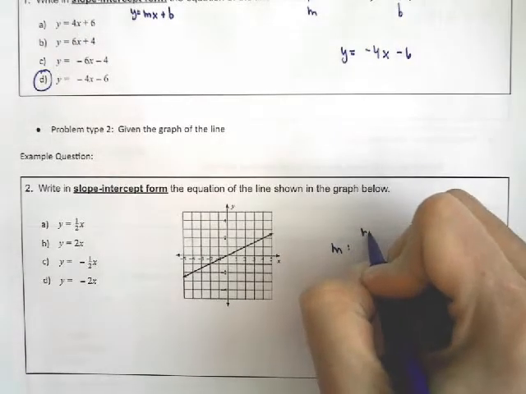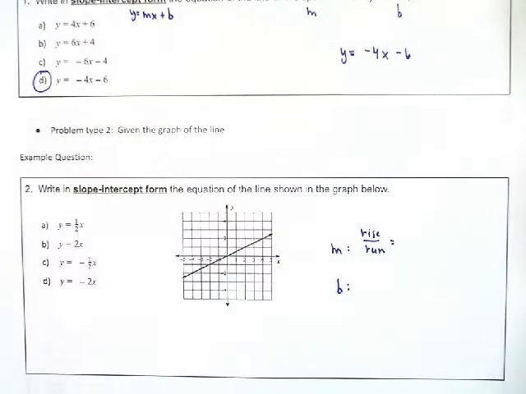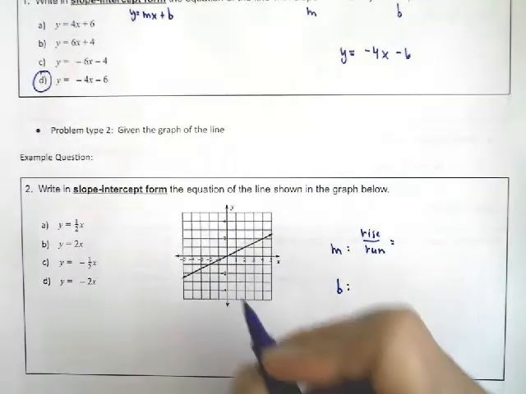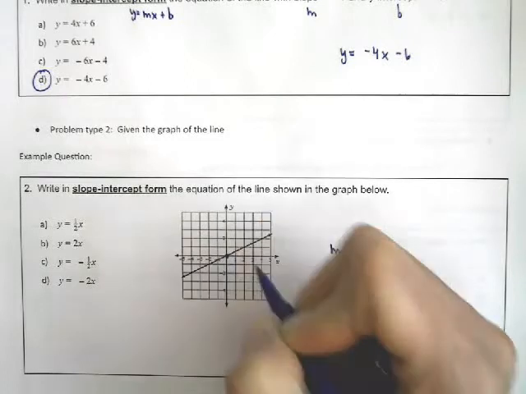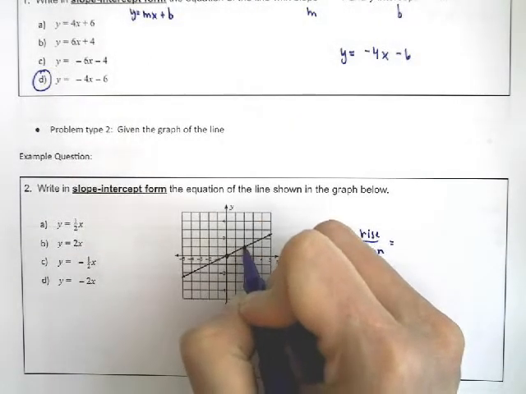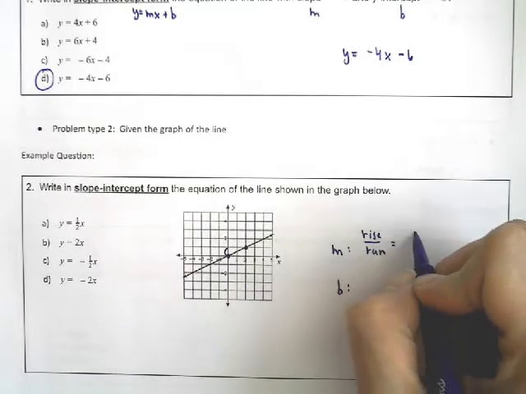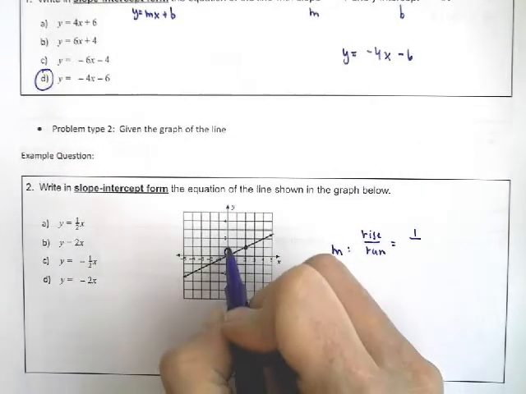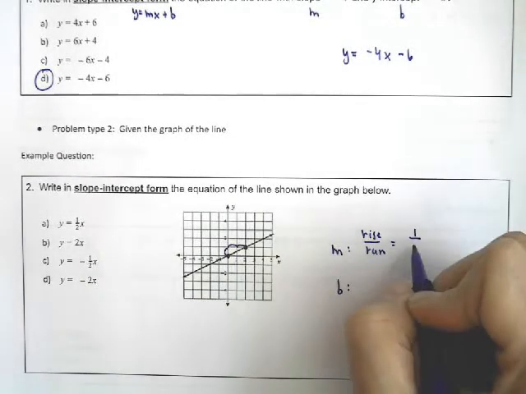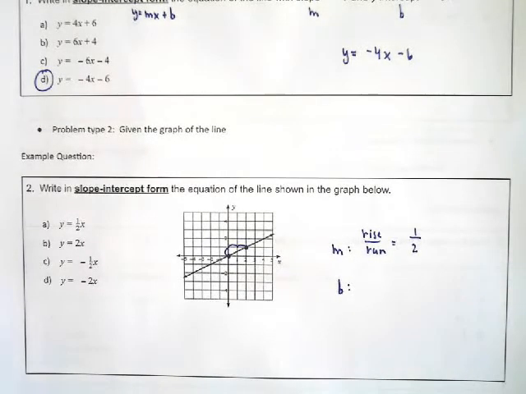So slope, I know I'm going to use my rise over run definition of slope. So I have to pick two good points on the line. So it looks like the origin in this case is actually a nice point. And then this one, (2, 1). So rise over run, if I'm starting here at the origin, it looks like I go up 1. So my rise is 1. My run, I'm going to go over 2, so I have a run of 2. Remember, slope is always a fraction.